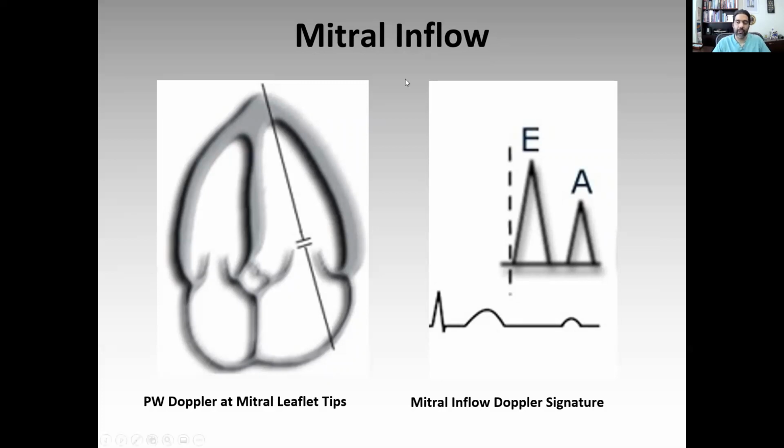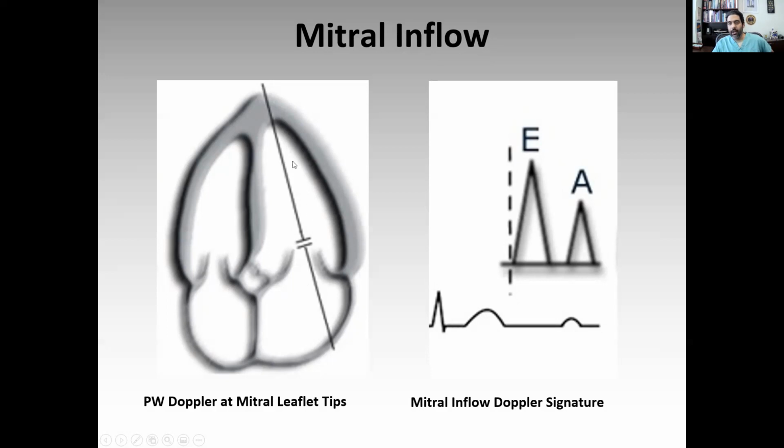So what we can look at is blood flow velocities going from the atrium into the ventricle during diastole. One of the ways we can do that is to use pulsed wave Doppler to look at the velocities of blood flow going from the left atrium to the left ventricle. We do this in the apical four-chamber view. The apical five-chamber view is depicted here, but for our purposes, the apical four-chamber view.